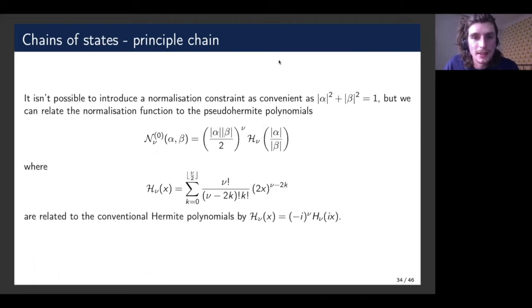And in this case, they are related to the pseudo-Hermite polynomials, and the pseudo-Hermite polynomials are just related to the conventional Hermite polynomials with these factors of I in its argument and an overall factor of minus I to the nu on the outside, which is a nice result that we can write them in closed form of a known solution.